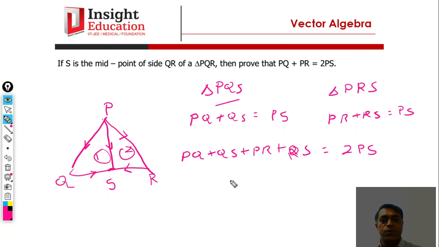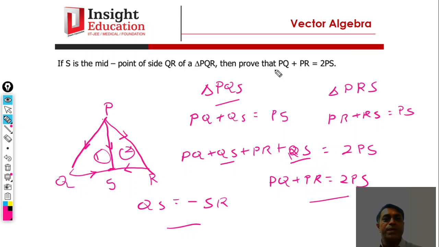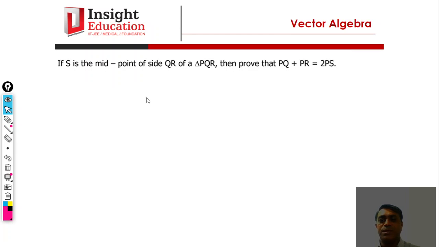Okay, now PQ and PR. So QS and RS, both are opposite and equal. QS is equal to minus SR. QS is equal and opposite. So the sum is 0. So I can write now PQ plus PR is equal to 2PS. PQ plus PR is equal to 2PS. Very simple examples.